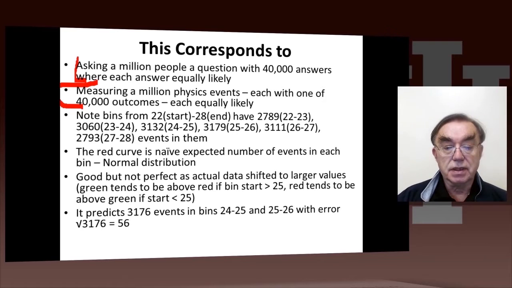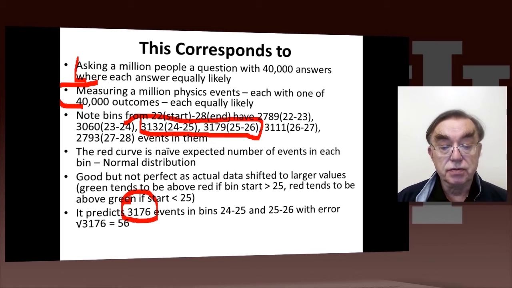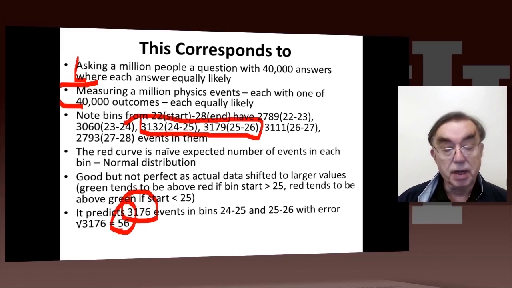Here's what I pointed out: if you look at the middle of the distribution, 24 to 25 and 25 to 26, the red curve expects 3176 events in each of those bins. We observe 3179 and 3132 from our Python code, which is certainly within the square root of 3176, which is 56. So near the middle of the curve, which is really what counts, because that's where most of the data is, we get good agreement between the normal distribution and my Python experiment.